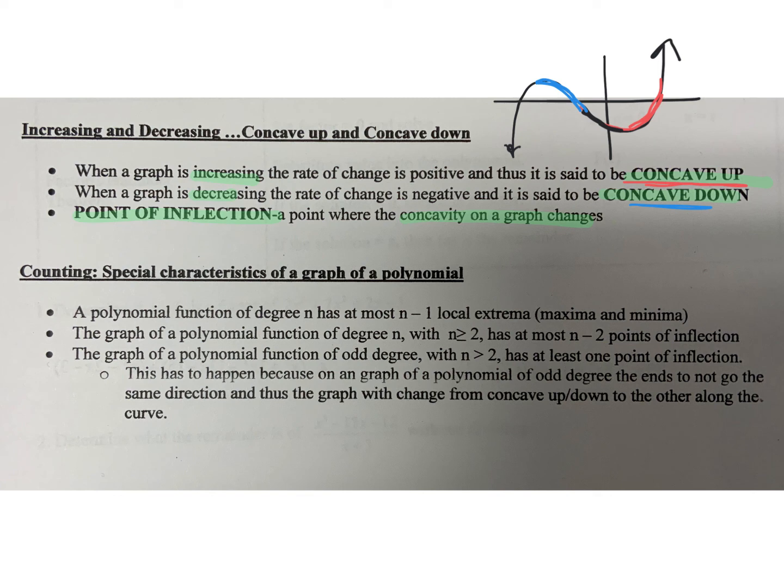A couple quick counting principles. A polynomial has a degree n, that highest power, then it has at most n minus 1 local extrema, which we call max and min. If the polynomial has degree n, and n is greater than 2, then it has at most n minus 2 points of inflection. If it has an odd degree, and n is greater than 2, it has at least one point of inflection. And these are vocab words. Point of inflection is something you use a lot in calculus. So the biggest takeaway from this video is not maybe this section.